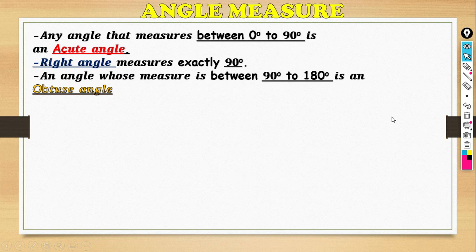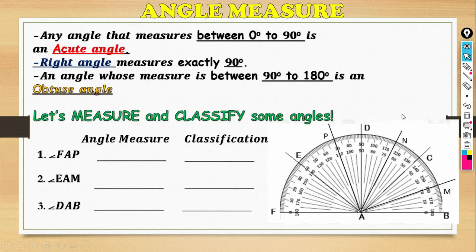So, any angle that measures between 0 degree to 90 degrees is an acute angle. Then, we have right angle, measures exactly 90 degrees naman. And an angle whose measure is between 90 degrees to 180 degrees is what we call obtuse angle. So, let's try to measure and classify some angles. So, we have number 1, angle FAP, number 2, angle EAM, and number 3, angle DAB. Sige, i-pause na natin yung video and then i-start nyo na ulit kapag na-measure nyo na or na-classify nyo na yung angles. So, 6 points.